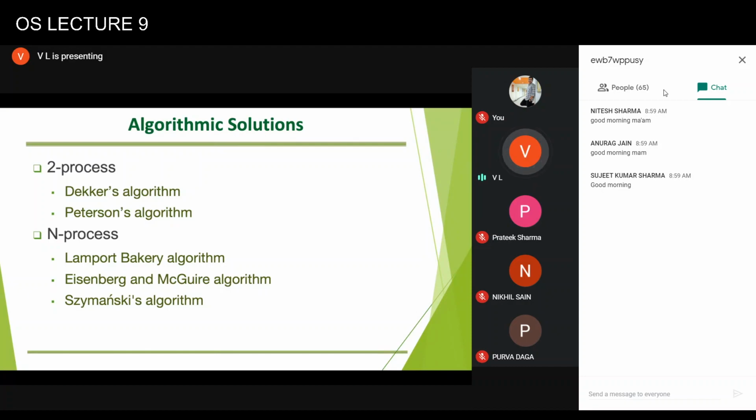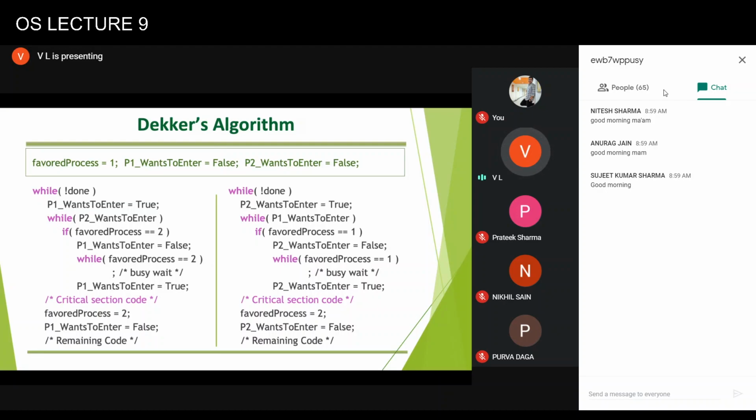So the algorithmic solution can be divided into two parts. They can be two-process solutions or n-process solutions. A two-process solution will work only for two processes, and the solutions here are Dekker's algorithm and Peterson's algorithm. An n-process solution will work for n processes, and there are three algorithms in this category. Now you all have done this before, but I'll repeat it quickly for the sake of completeness. We did it in the last class also.